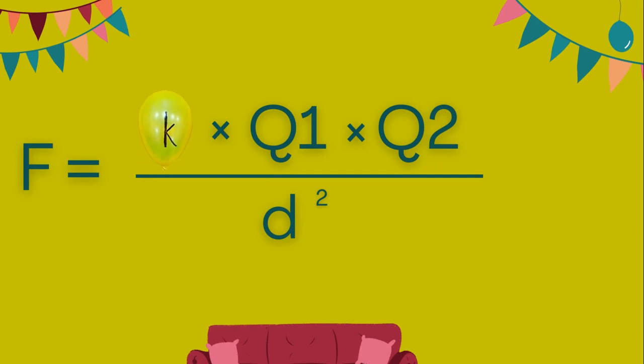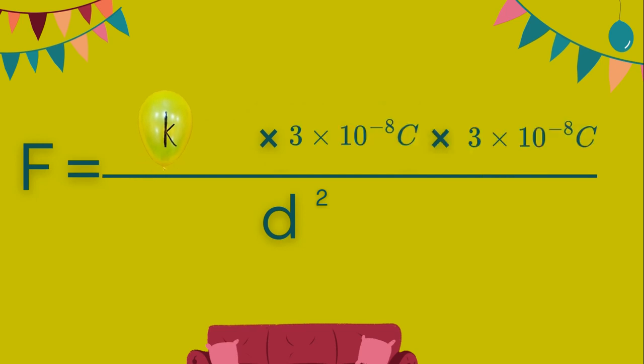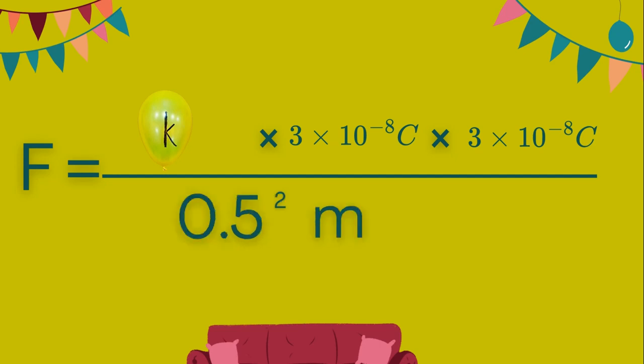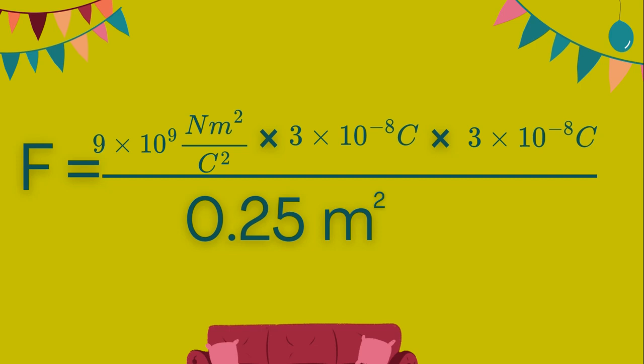To calculate this, we need fixed numbers for our variables. Let's say I charge both balloons 3 times 10 to the negative 8th power coulombs and they are half a meter away from each other. K is, as always, 9 times 10 to the 9th power newton meter squared per coulomb squared. First, we square the distance. Half a meter squared is 0.25 meters squared. Then we cancel out the meter squared with the meter squared and the coulomb squared with the coulombs squared.